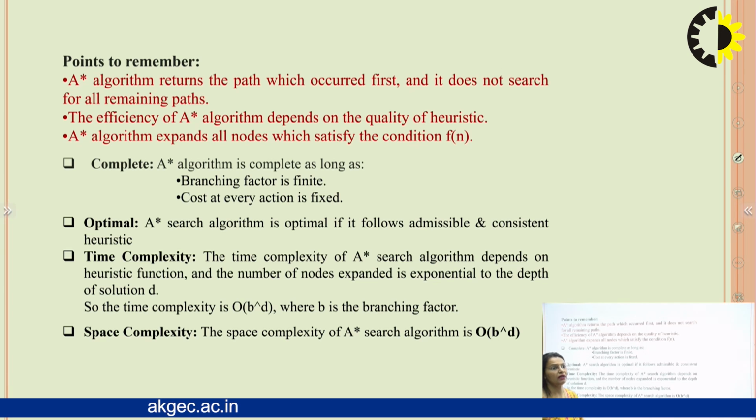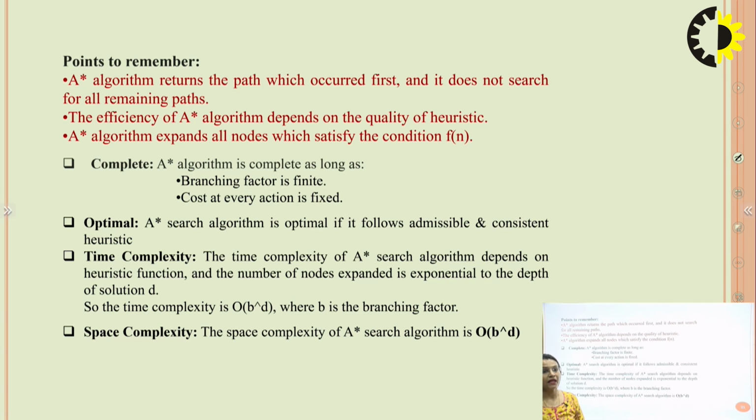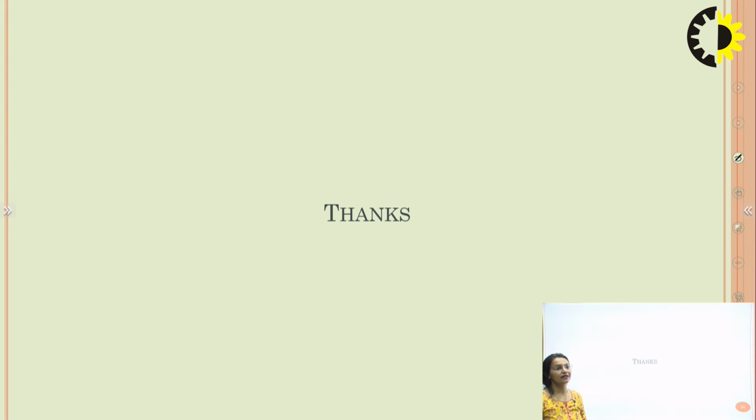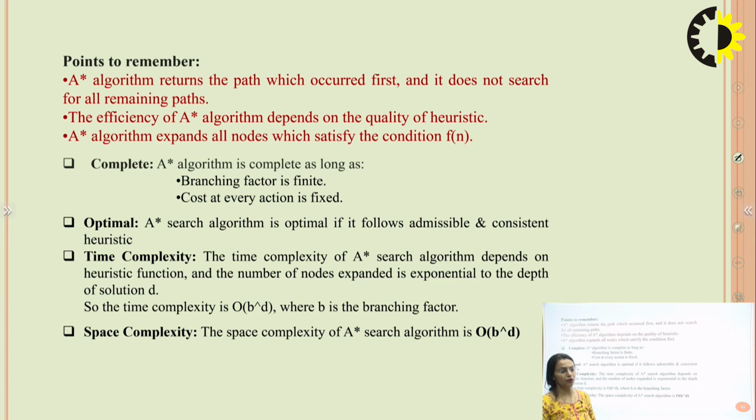In case of optimality, it is proven to be optimal if it follows an admissible and consistent heuristic. In case of time and space complexity, this algorithm is again having big O b raised to power d, where b is the branching factor and d is the depth of the tree that I'm going to search. So basically this is all about informed searches.